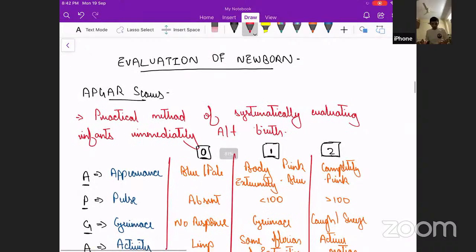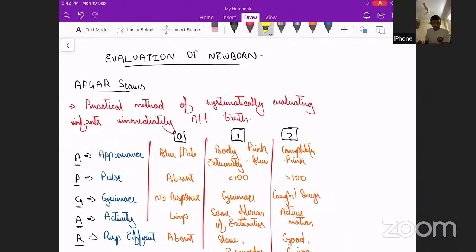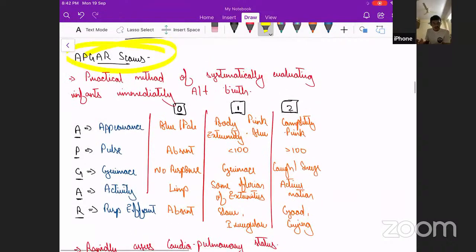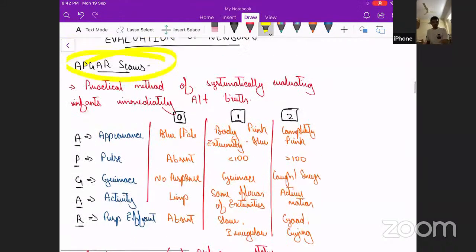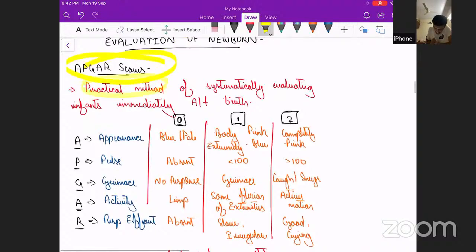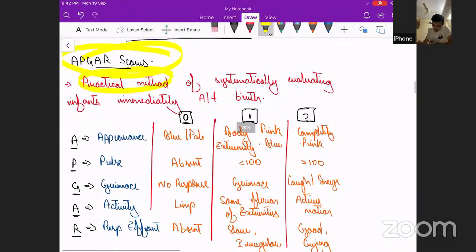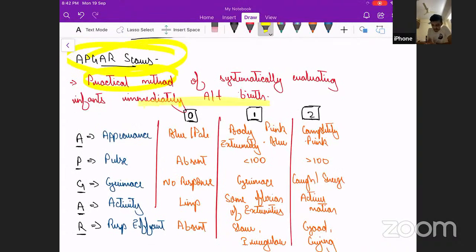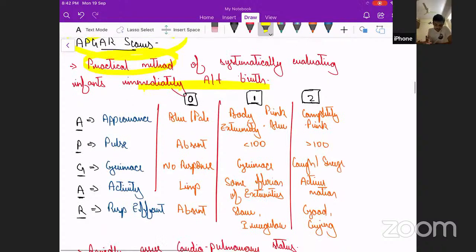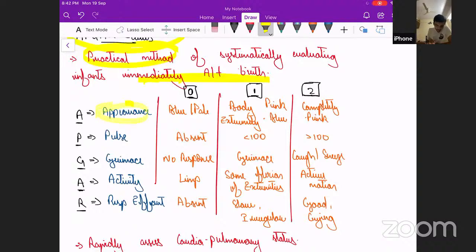The next question that will be asked is on the score given by Virginia Apgar. So the next question that will be asked is regarding Apgar score. Fine. So this is the practical method of systematically evaluating the infants immediately after birth. So what does Apgar stand for? A for appearance, pulse, grimace, activity of the child and respiratory efforts.